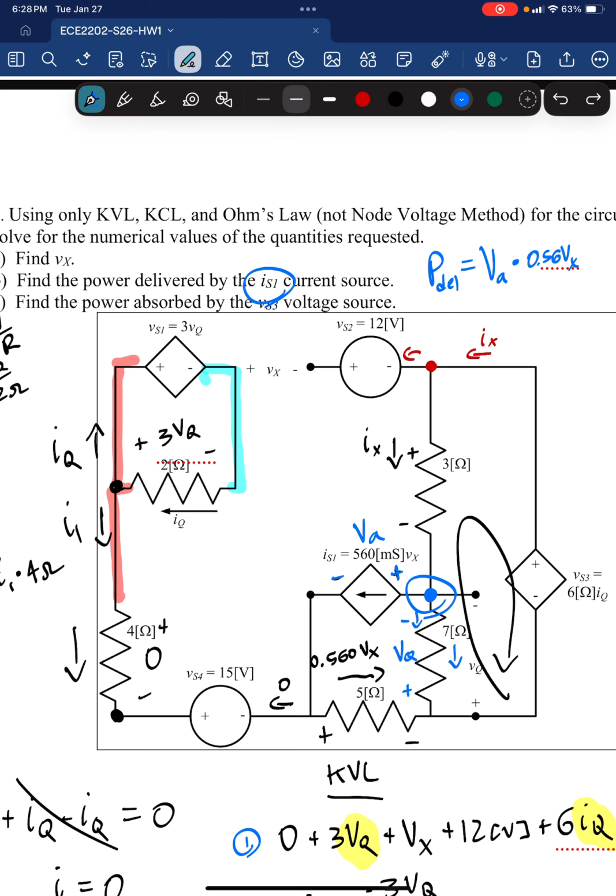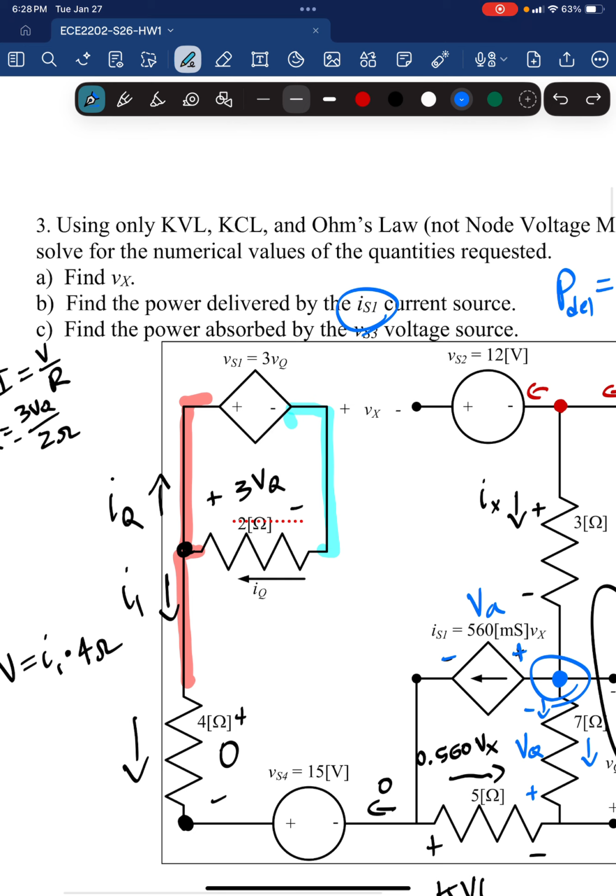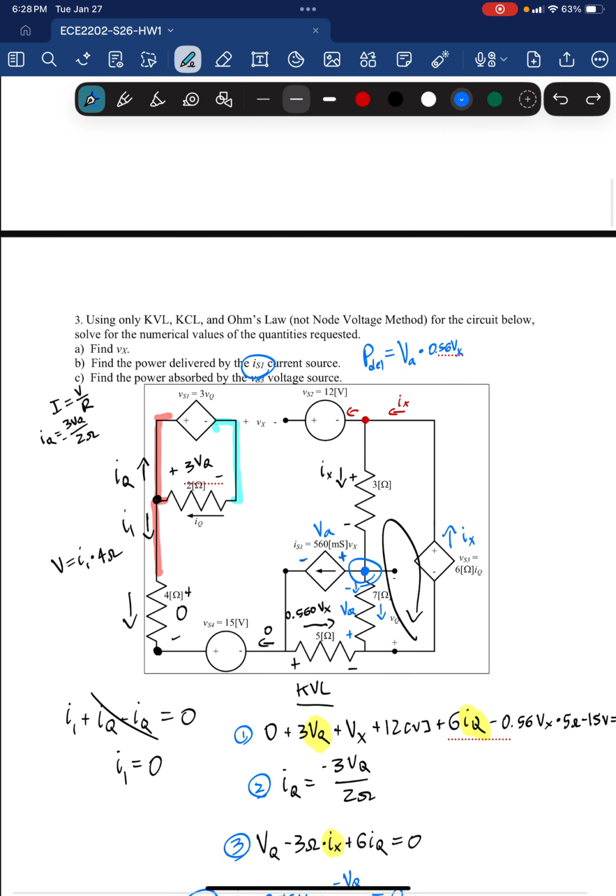So yeah, and then same with VS3 right here. You're going to have to solve for this current leaving, which is IX. You already have that at this point. So you can just do VS3 times IX to get that power. Just be careful with the wording here. It's power absorbed. And yeah, you just have to be careful with sign convention when it comes to power absorbed by sources.